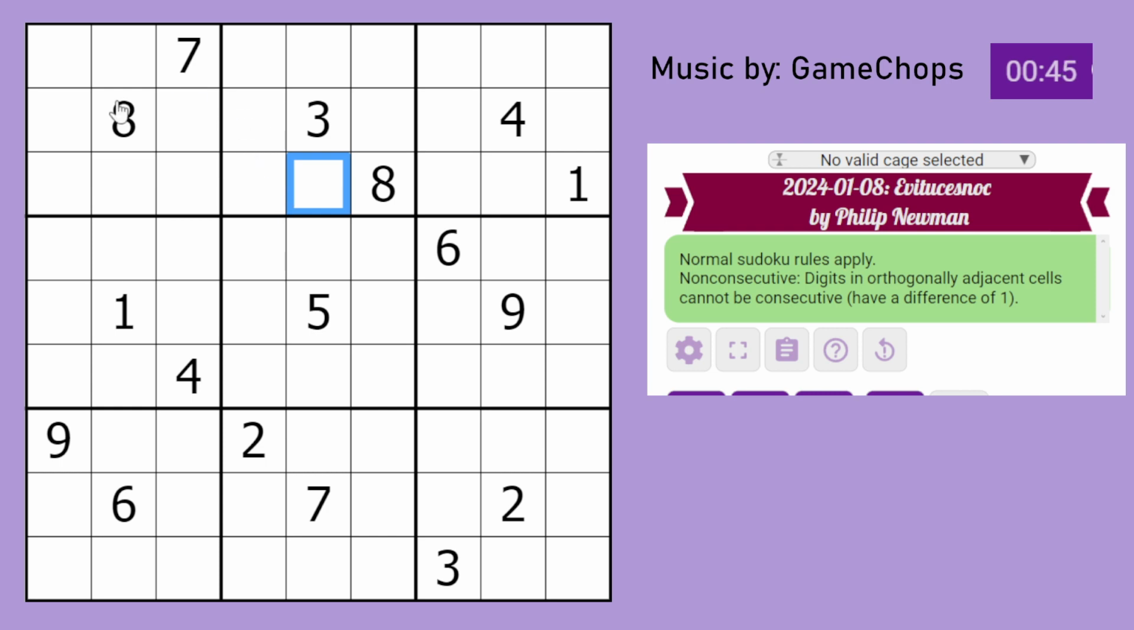So, normal Sudoku rules apply. That is 1 to 9 in every row, every column, and every 3x3 box. Non-consecutive, so digits in orthogonally adjacent cells. So these are orthogonally adjacent cells. Cannot be consecutive, which means having a difference of 1.